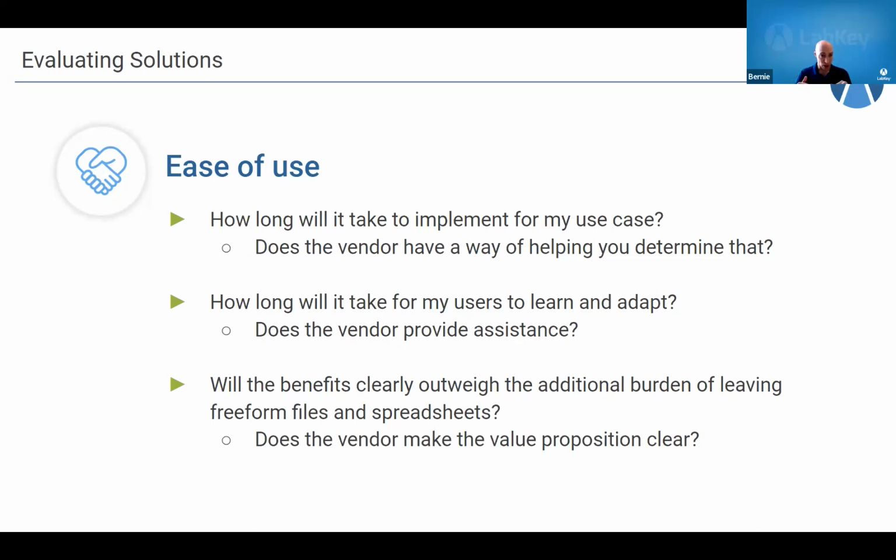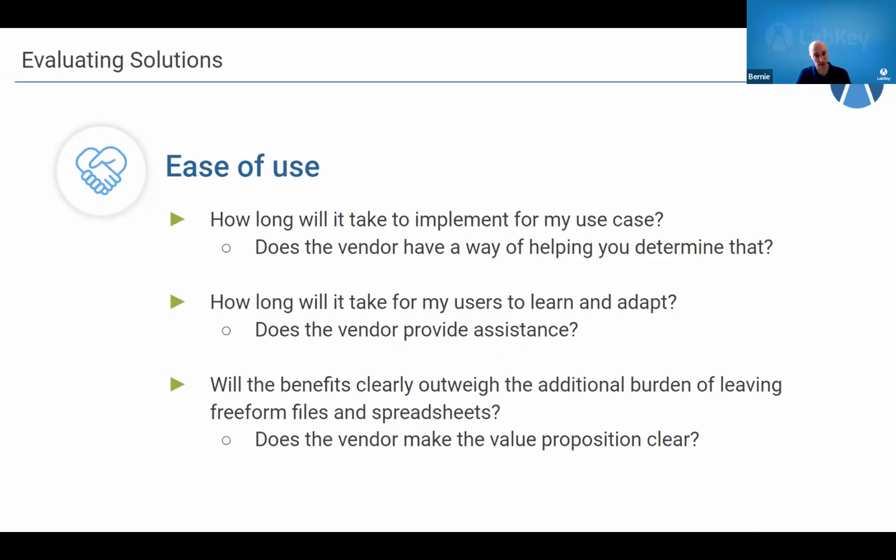The next question is, how long will it take for my users to learn and adapt to this new way of operating? Some software is highly intuitive and others less so. Usually the more built to purpose software is, as I said before, the easier it is to learn, but also the fewer variations it can handle, and vice versa, which can lead to frustration for some of your people.